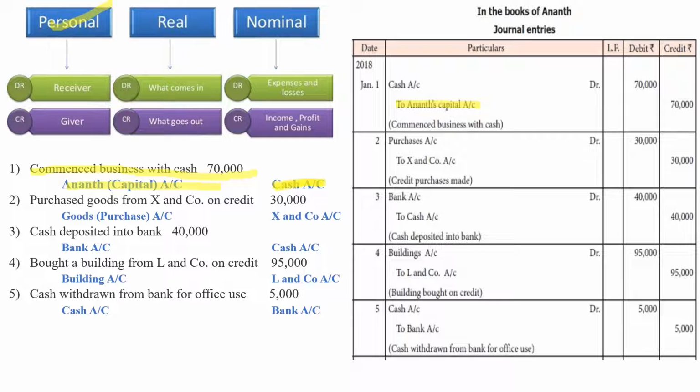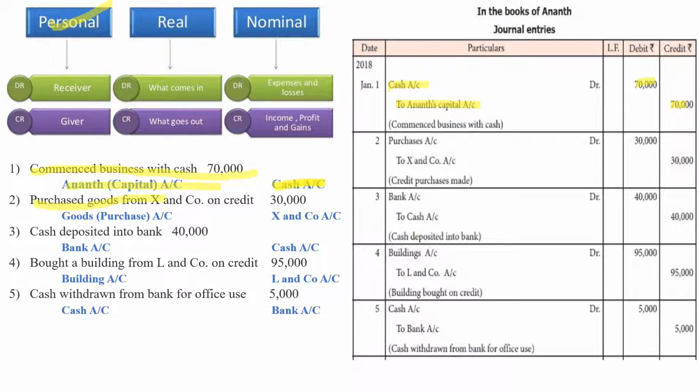Another one is cash. Cash is real. We look only from the standpoint of the business, not from the person. Here, is the cash coming into the business or going out of the business? Cash is coming in for the business. That's why cash would be debited, because the rule says debit what comes in, credit what goes out for real account. Here cash comes in, that's why we have debited $70,000, and we said earlier that debit must equal credit.